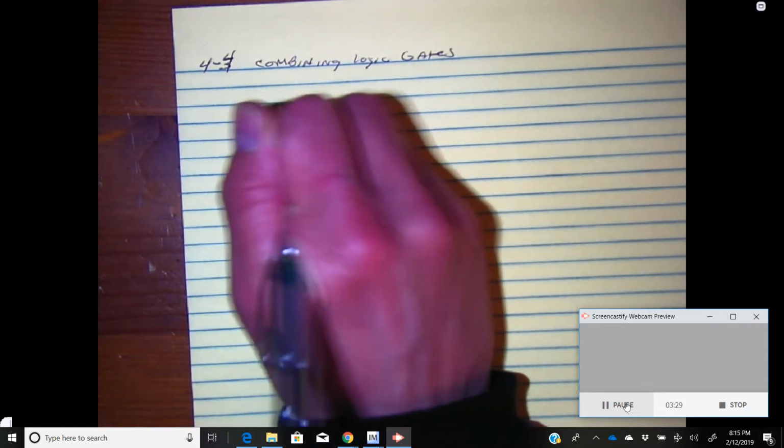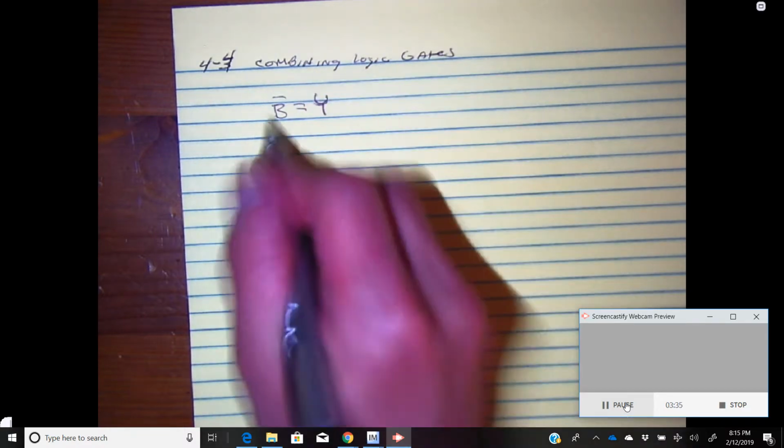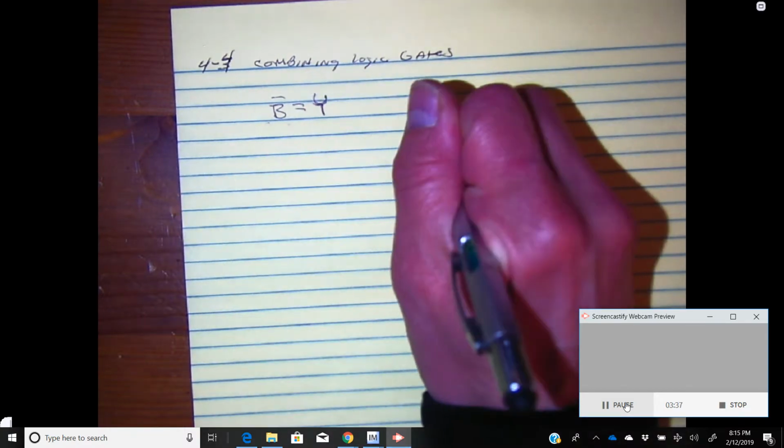So in short, let's continue on this. It's a little adventure. The last one we did was B naught equals Y. Believe it or not, this is really the simplest one. This is B naught, so this is just a NOT gate.